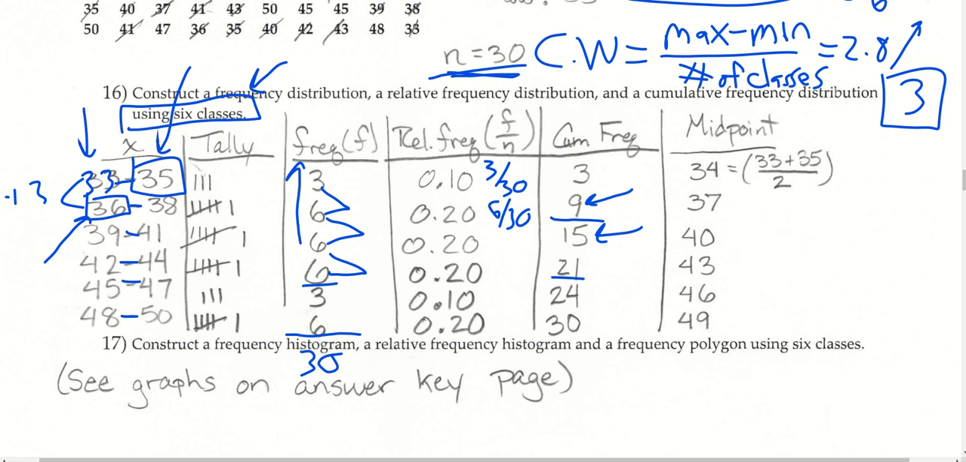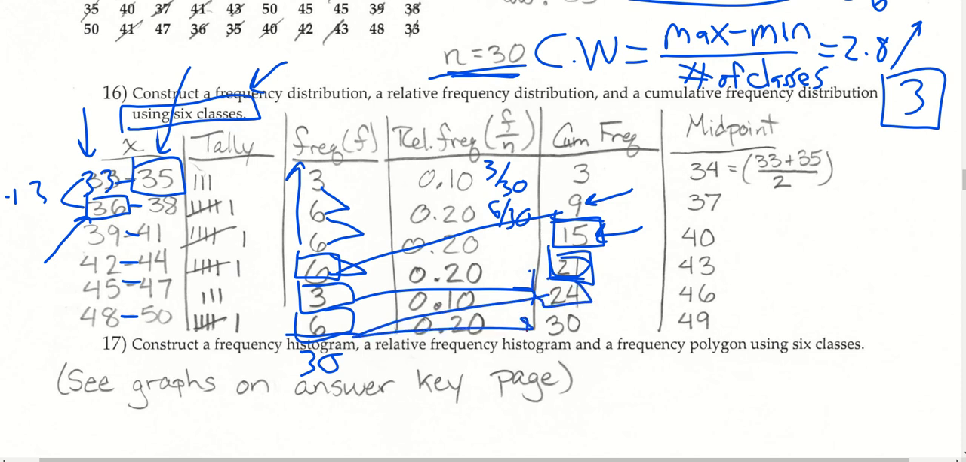Alternatively, one of the other ways you can do this is to find the next class cumulative frequency. Essentially, all you're doing is adding the current class frequency to the previous class cumulative. So 15 plus 6 would give us 21. 3 plus 21 would give us 24. 6 plus 24 would give us 30. And that's another way you can check.